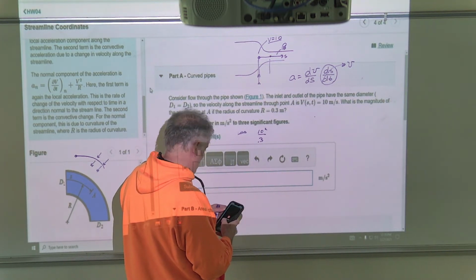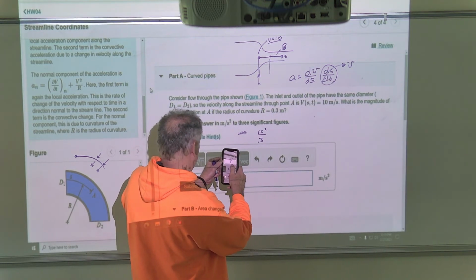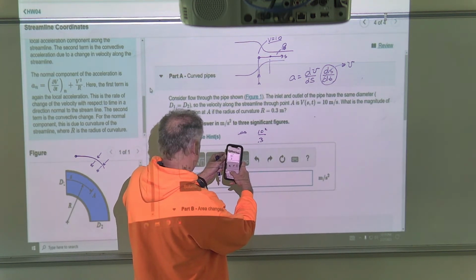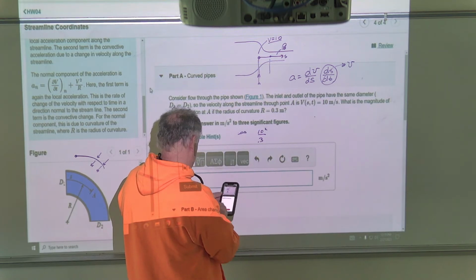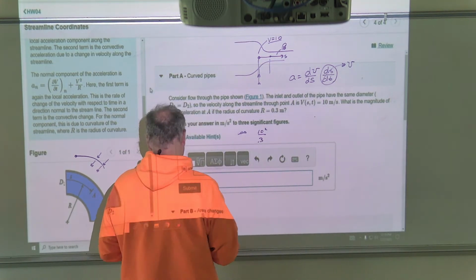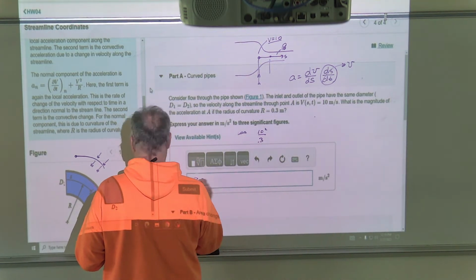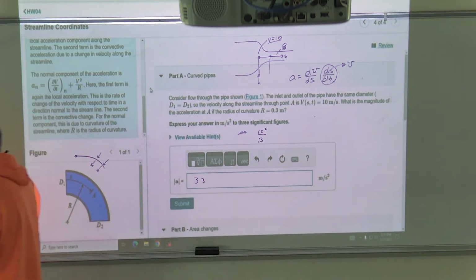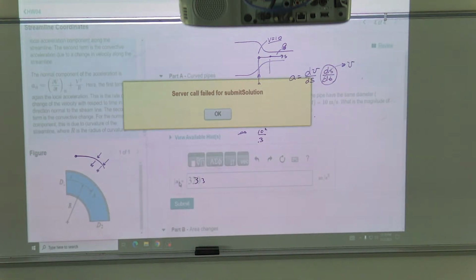Hang on. 100 divided by 0.3, what's that? 333. I was going to say I'll do this and enter, but I have to do it on the computer screen. Let's just say 300 and see what happens. I'm just going to put that in.